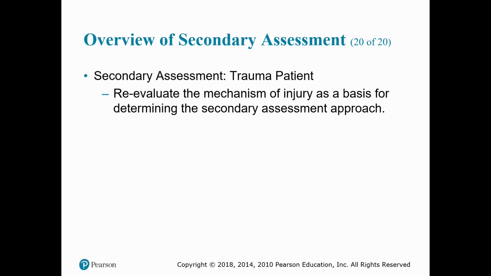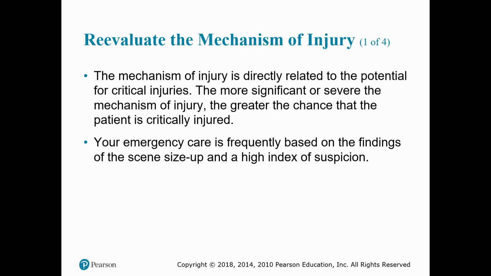So your MOI is actually directly related to the potential for critical injuries. You need to have a high suspicion when you have a significant mechanism of injury for underlying injuries that don't present immediately. The more significant or severe the MOI, the greater the chance that you have a severely critical or serious patient. Your emergency care is usually going to be based on the findings of a scene size up and a high index of suspicion. So if your gut's telling you that something's just not right with this patient, that something else is going on, follow your instincts.